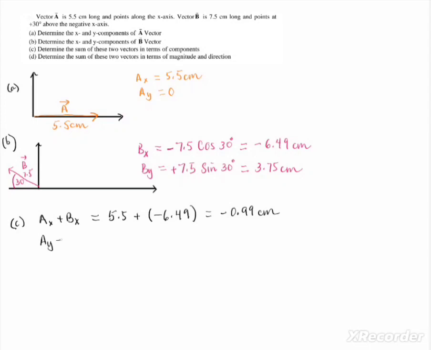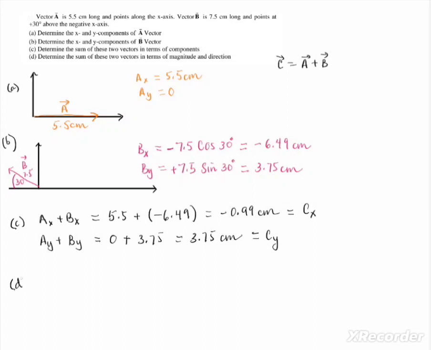And then Ay plus By is 0, that's 0 coming from here, plus 3.75, which is 3.75 centimeters, and that is a positive value. So we can just call this the C vector. Let's say vector C is vector A plus B. So that gives this as our x component of C, and here it is the y component of C.